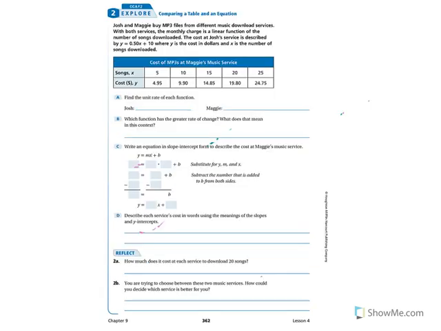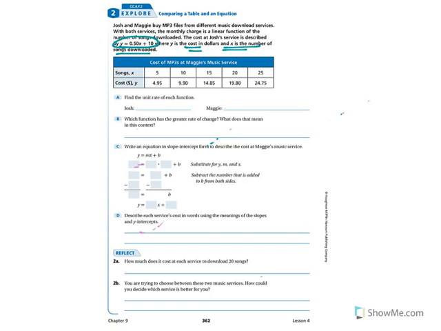All right, let's take a look at example 2. So here we have Josh and Maggie buy MP3 files from different music download services. With both services, the monthly charge is a linear function to the number of songs downloaded. So Josh is going to one store, Maggie is going to another, but they're both linear. The cost at Josh's service is described by this equation. y is equal to 0.5x plus 10, where y is your cost in dollars, and x is your number of songs. So the number of songs is causing the cost. Then we have Maggie, which they're giving me the information in a table format.